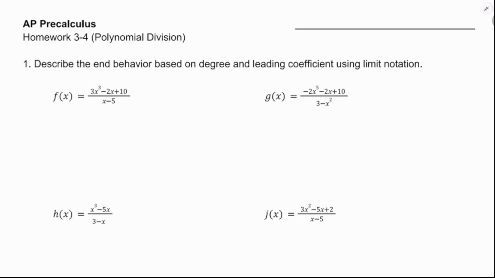In this video, we're going to be working AP Pre-Cal Homework 3-4, and it's mostly polynomial long division, but also talking about end behavior of rational functions that have degree of the numerator exceeding the degree in the denominator. So we're going to see bigger on top, like a lot here. Okay, so these first ones is like, hey, just describe the end behavior based on the degree and leading coefficient of the polynomials in numerator and denominator using limit notation.